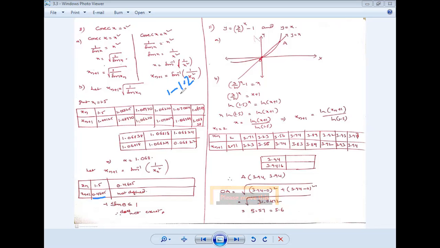Suppose the range is 1 to 1.2. You substitute 1 and 1.2 in the formula f of x is equal to cosine x minus x square. If there is a change of sign, it represents a proof. That way you have to calculate, if they ask that. Okay, now here, the 11th question. What is the 11th question? Let me share the question first.